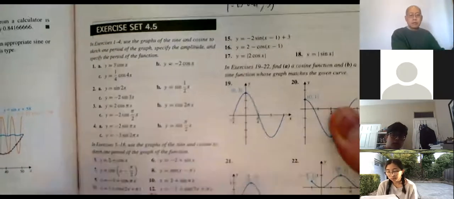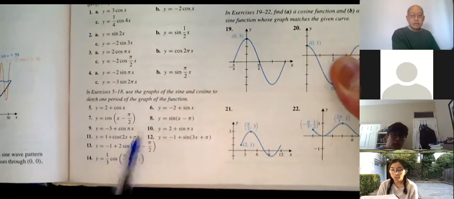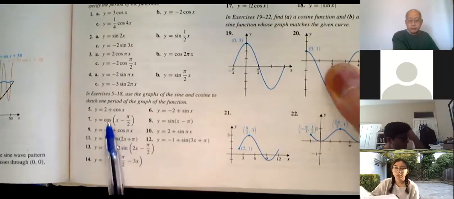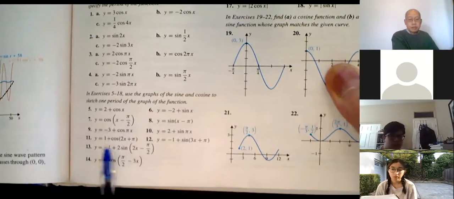All right, so that's it for that one. Okay, now a little bit tougher. Show you number 11. So now for some of these problems, we have translations also, right? We're moving left or right or up or down. We've done stuff like that before. Okay, so I'll show you a couple of those. I'll show you number 11.